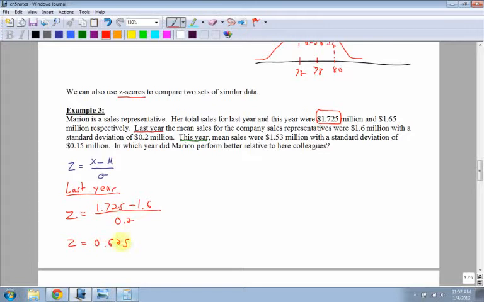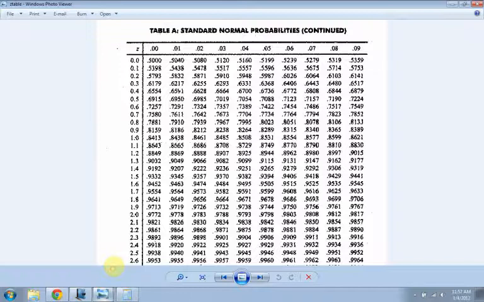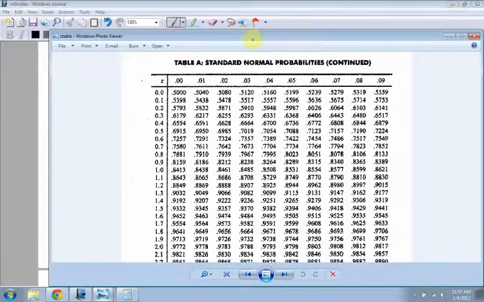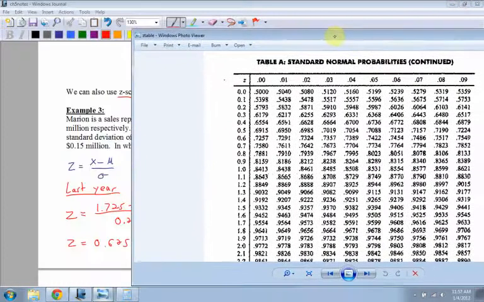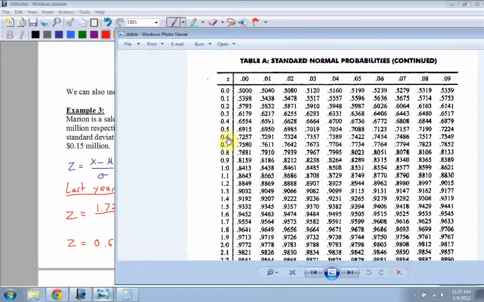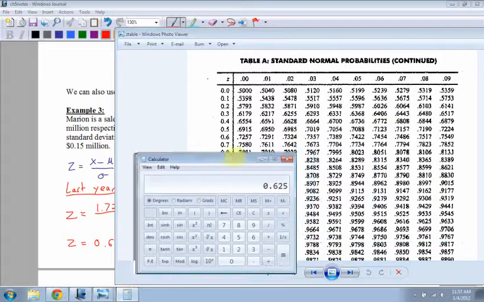Remember, that's my z value, not my probability. In order to find my probability, I go onto my z table. It's a positive value, positive 0.625. So we're dealing with 0.6, and we don't have 25, but we'll use 2. It's in between 0.7324 and 0.7357, right in the middle of those. How would I figure out what the middle would be? Well, I could just subtract the two and figure out how much is between them.